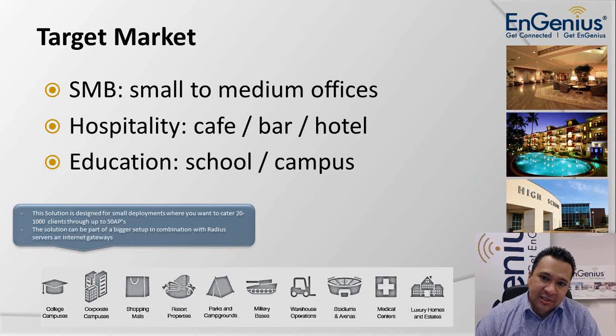And like I said, the solution can be a part of a bigger setup in combination with radius servers and internet gateways. And typically it's to be used in small to medium offices and a cafe, bar, hotel, school, campus, etc. But still, we have to keep in mind that our EWS solution is an AP managed solution where you either don't need a client level control system, or you want to combine it with another external client management or access control system.